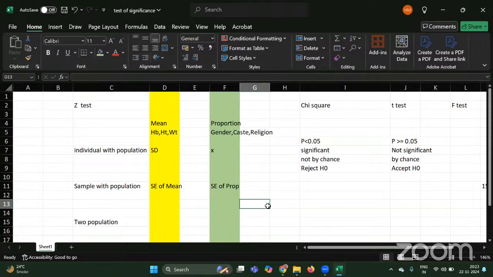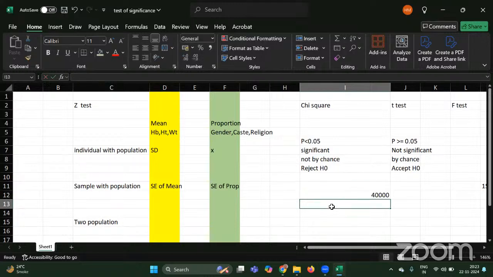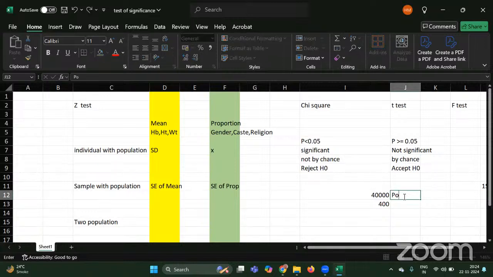First, let's talk about standard error of mean. We have a population of 40,000, and we are taking a sample of 400 individuals. Now, population mean we do not know. Let's continue with hemoglobin. Population hemoglobin we do not know, but sample mean hemoglobin we know. Sample mean hemoglobin level is 11.2 and standard deviation is 0.8.